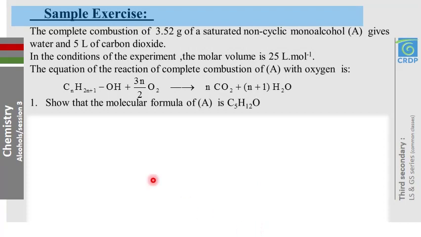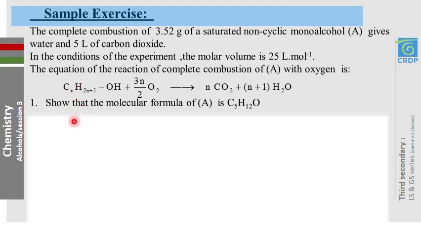Let us do this sample exercise. The complete combustion of 3.52 grams of a saturated monoalcohol A gives us water and carbon dioxide. Here is the equation of reaction: alcohol A with oxygen gives us carbon dioxide and water. At the conditions of this experiment, the molar volume is 25 liters per mole. So you are given the equation of reaction, and you have to show that the molecular formula of A is C5H12O. You have to show that this n is equal to 5.